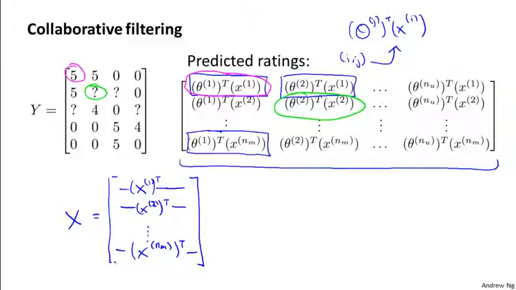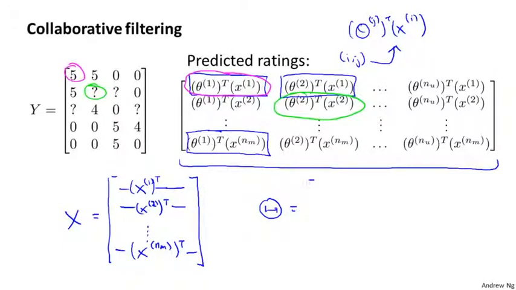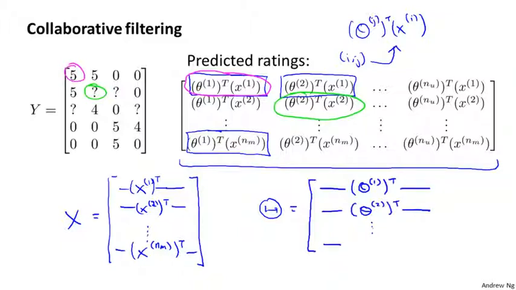And if we also define a matrix capital Theta, what I'm going to do is take each of the per user parameter vectors and stack them in rows like so. So that's theta 1, which is the parameter vector for the first user, and here's theta 2. And so I'm going to stack them in rows like this to define a matrix capital Theta. And so I have n u parameter vectors all stacked in rows like this.